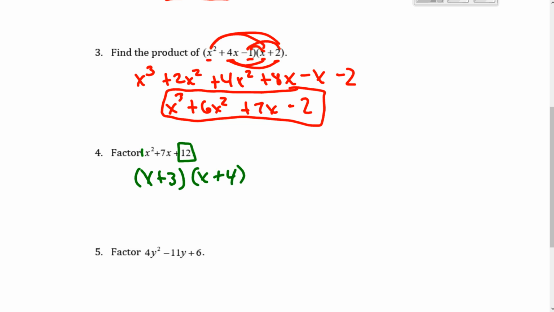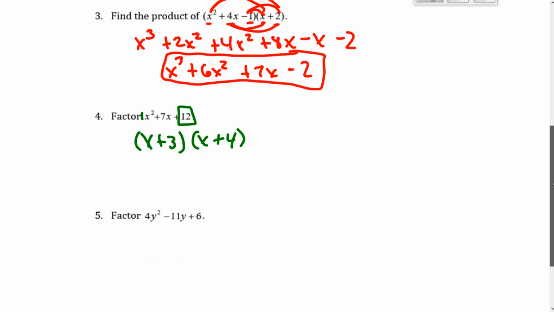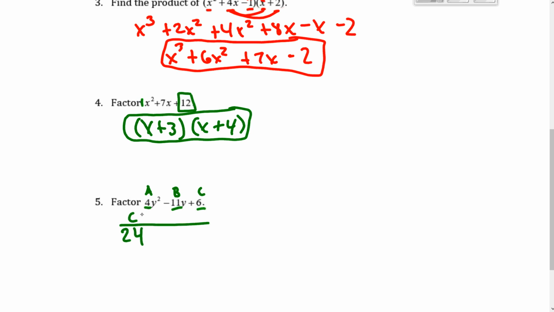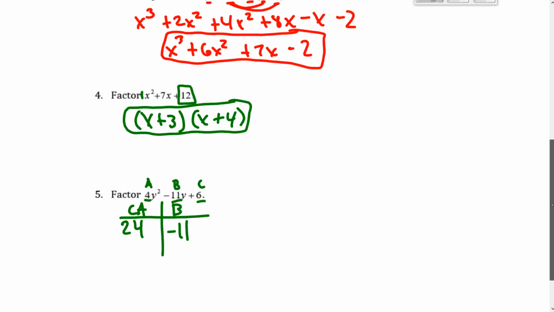Okay, then we're asked to factor this next one. So I can do CAB on this one as well, but here my a is not 1, so I can look to see if there's a greatest common factor between these 3. There's not. So then I can go ahead and multiply my a times my c and get 24. And because that is positive, that means I'm going to be adding to get to my b. So I'm going to add to get to 11. But since my b is negative, that means they're both just going to be negative.